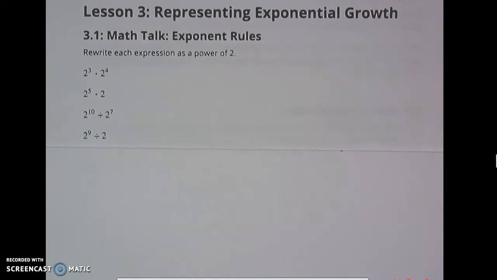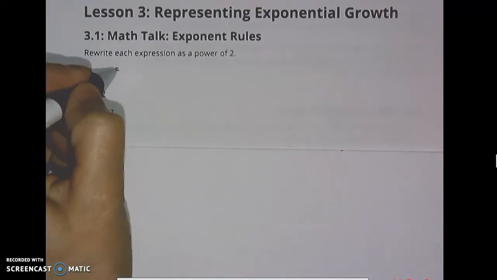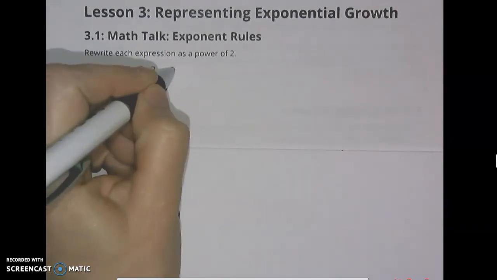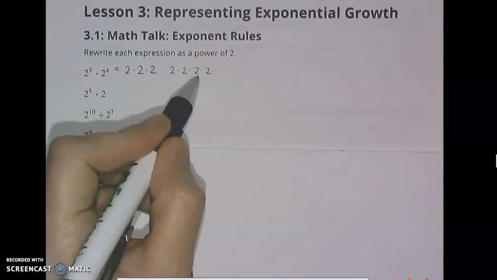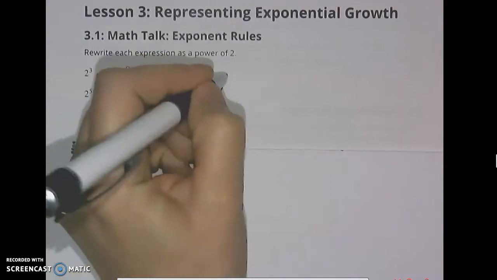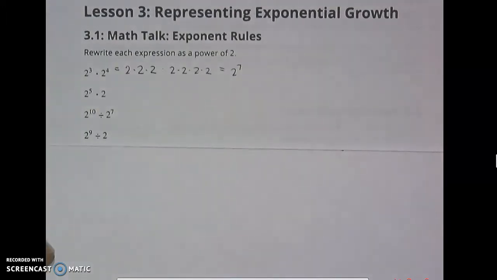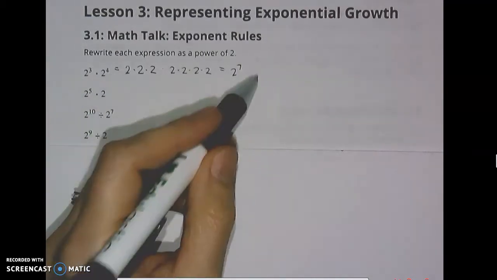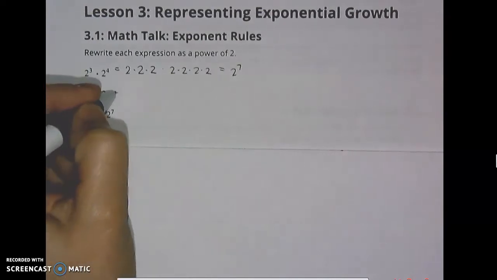So if we have 2 to the third times 2 to the fourth, this actually means that we have 2 to the third, so 2 times 2 times 2, times 2 to the fourth, so 2 times 2 times 2 times 2, and all of that together will give us 2 to the 7th power. So the short way of doing that, instead of having to do this every time, is to just take those exponents and do what with them? Add them.